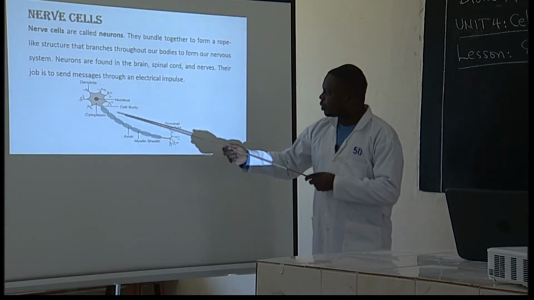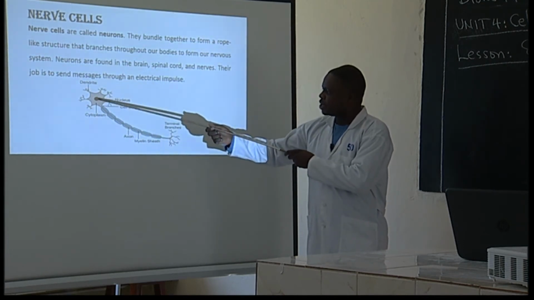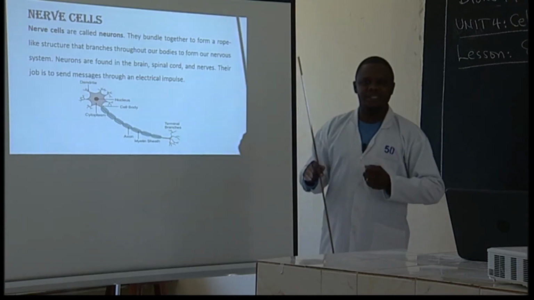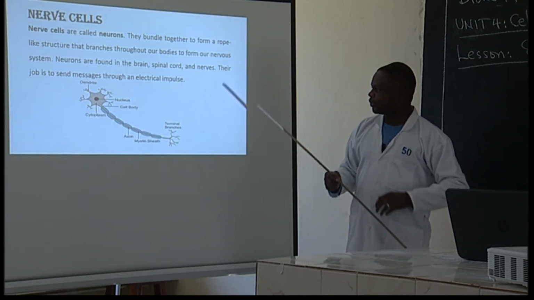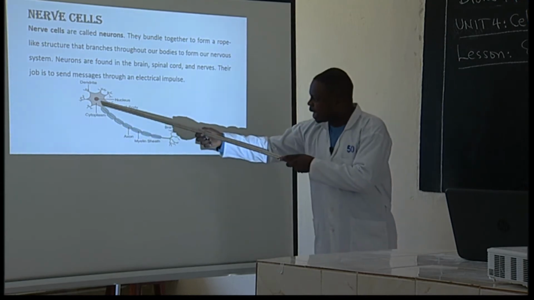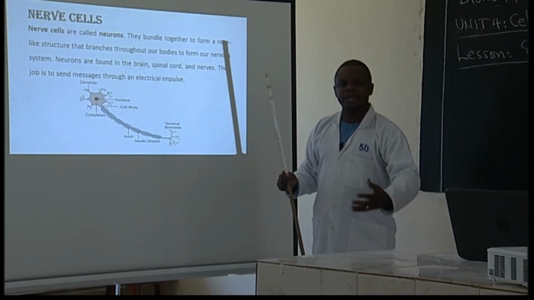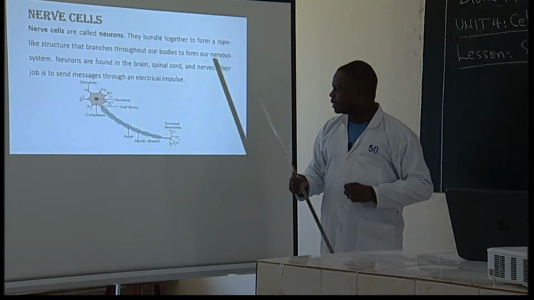Then it has what we call the cell body. Inside the cell body, you can see there is a nucleus. Remember, the function of the nucleus is to control all activities of the cell. It also has genetic material. Then, as you see here, we have the axon, which is very long, so that these cells can transmit nerve impulses a long distance in our body.